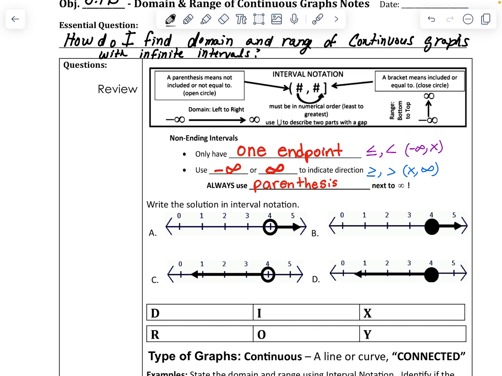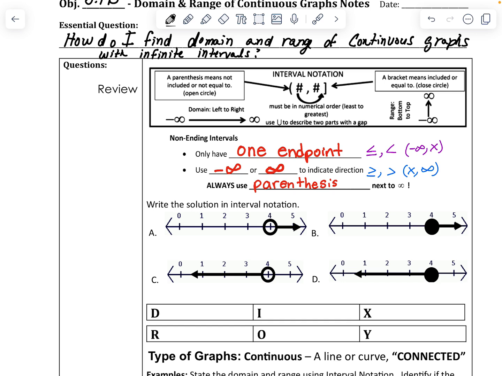If it's negative infinity to indicate the direction, you're going to use greater than or equal to, greater than, x, and then the value. Always use parentheses next to infinity. We never use brackets with infinity. So let's look at what we're talking about. Let's start with A.